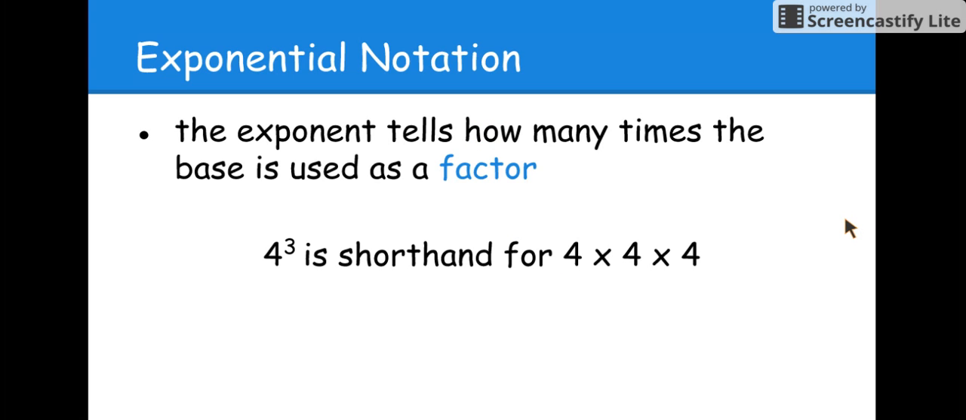The exponent tells how many times the base is used as a factor. So 4 to the third power is the shorthand way of writing 4 times 4 times 4. 4 is the factor, and it is being multiplied by itself 3 times. So 3 is the exponent.